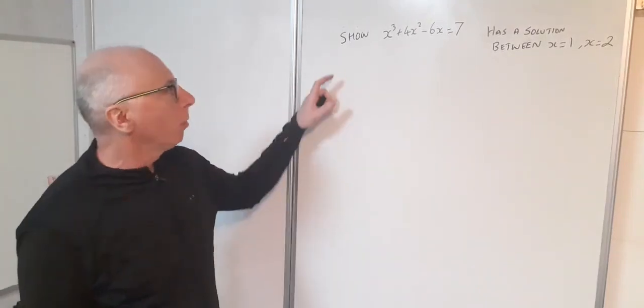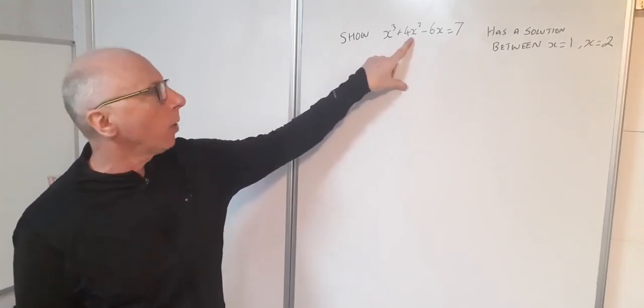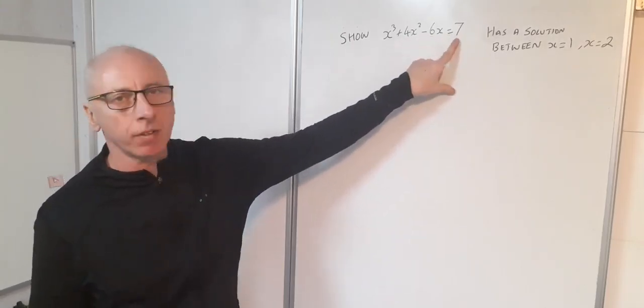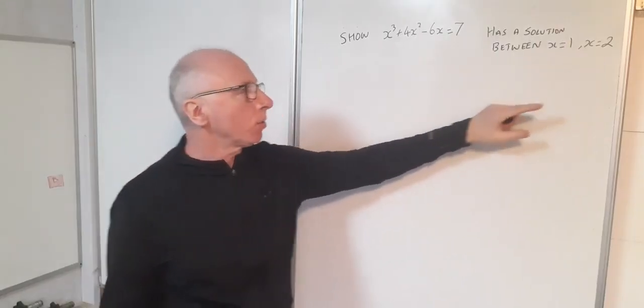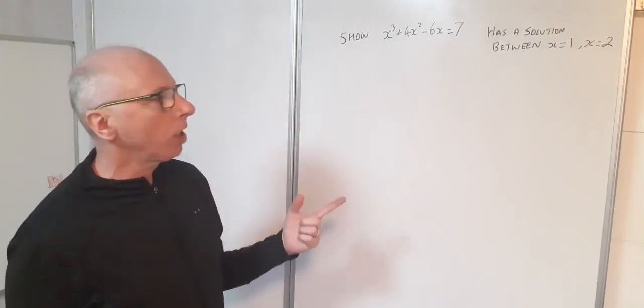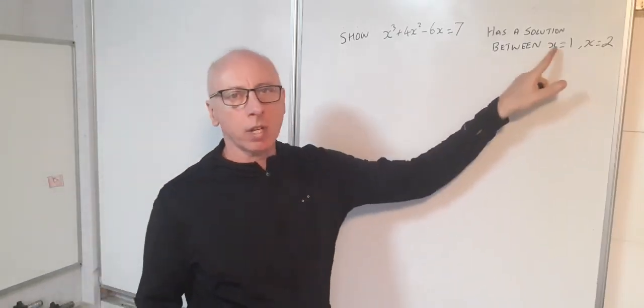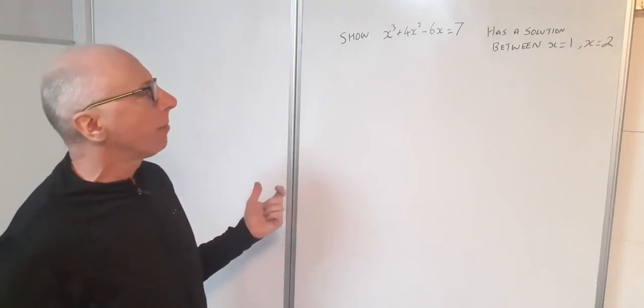So in this question here, we want to show that this cubic equation here, x cubed plus 4x squared minus 6x equals 7, has a solution somewhere between x equals 1 and x equals 2. So we're not going to solve it exactly, we just want to show that there is a solution somewhere between those 2 points. So how are we going to do that?